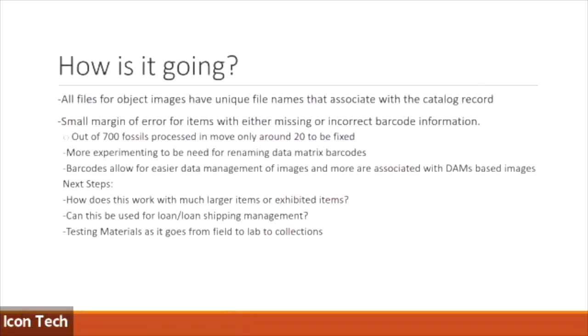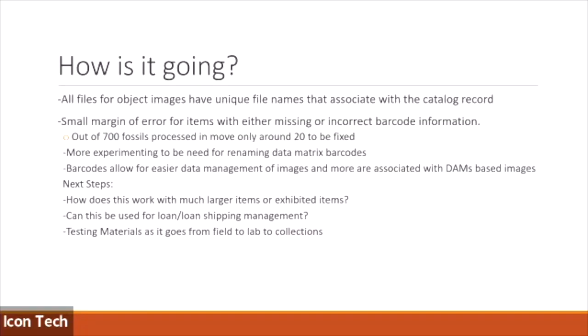So please ask me questions. But yeah, otherwise it's going pretty well. We've had a really small margin of error with our move-based barcoding system, with only about 20 to be fixed. That's not including, for some reason, our database isn't putting unique identifiers on any of our catalog records. I have a ticket out for that.